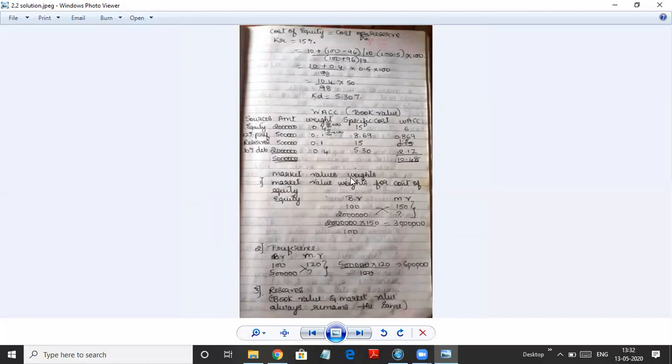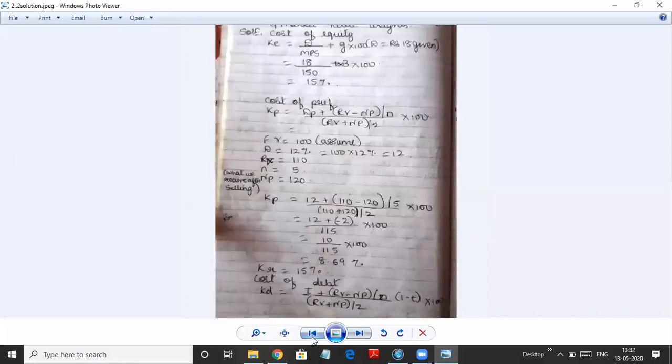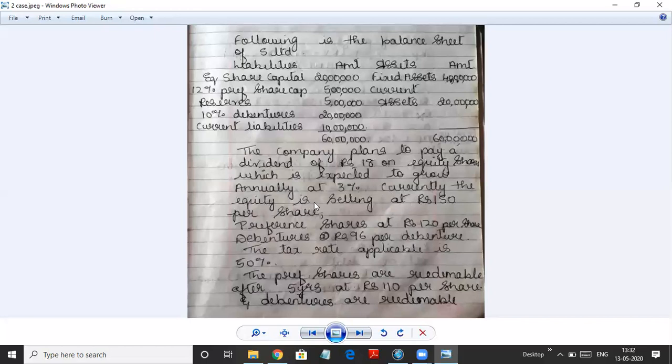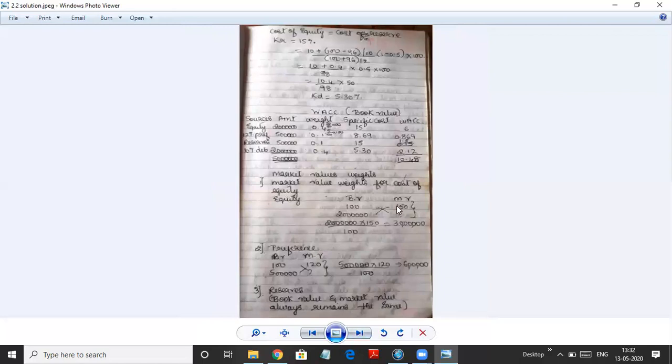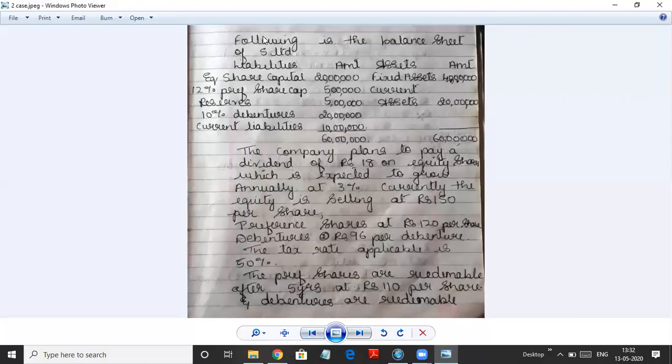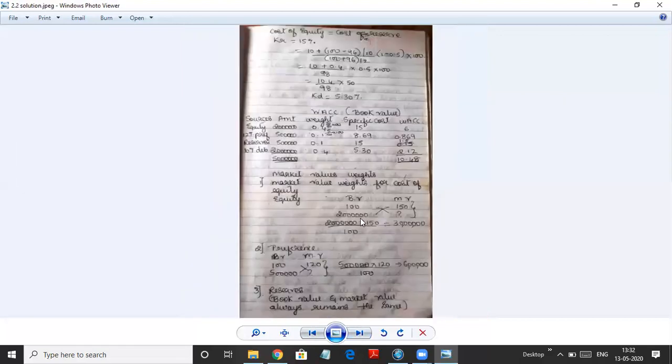So for market value weights, first we'll find the market value of equity, book value and market value. Book value, we always assume it to be 100, that's the face value. Market value is the equity is selling at 150, is what they've given in the question. So if the book value is 100, market value is 150. So in the balance sheet, if the book value is 20 lakh, how much will be the market value? If you cross multiply, you get 20 lakh into 150 divided by 100, that comes to 30 lakh. This is the market value of equity.